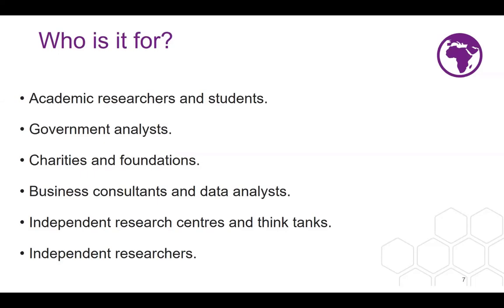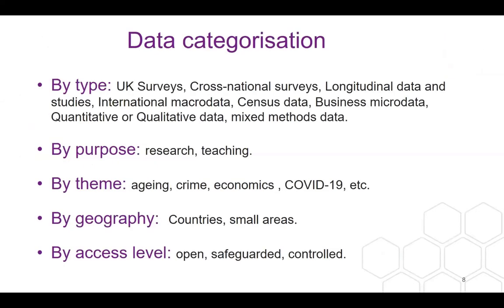Users who are not affiliated with any institution are also welcome to access the data to pursue their independent research. We currently have over 48,000 registered users of the service from 148 different countries. The UK Data Service currently holds more than 9,000 data sets of a number of categories and types, and new data sets are added all the time. A good example of that is data related to COVID-19, which has become very popular within the UK Data Service in the past few years.